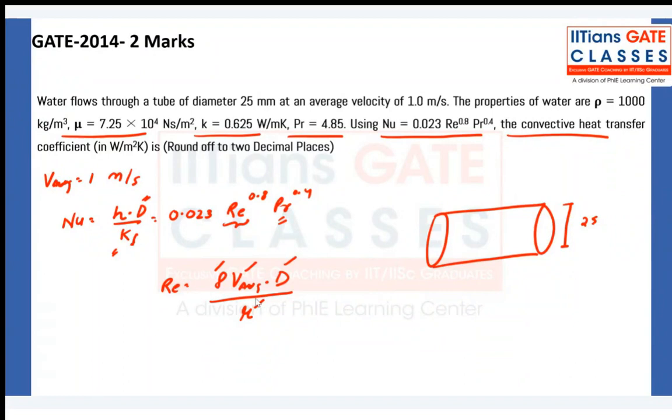Sir, the mu value is 7.25 into 10 to the power 4 or minus 10 to the power 4, sir? It should be minus 4, I think. Yes, these values are very small. What is the Reynolds number?